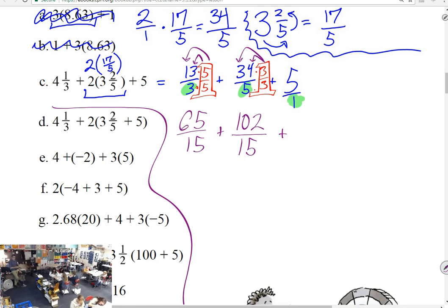Now, I did not do anything with my 5/1 yet. What do I need to do with my 5/1? Alex? Multiply it by 15/15ths. And that will actually become 75.